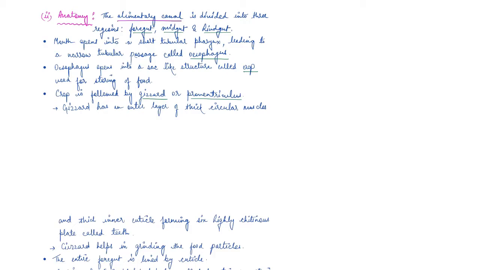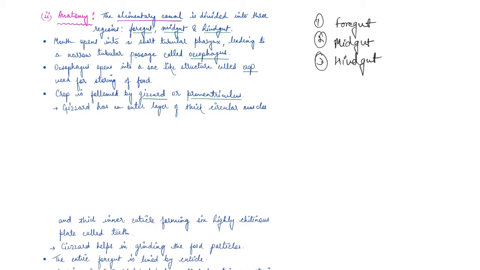So basically, guys, we'll start off with the alimentary canal. The alimentary canal in cockroaches is present in the body cavity, and it is divided into three regions: foregut, midgut, and hindgut. So you have three different regions of alimentary canal: foregut, midgut, and hindgut.